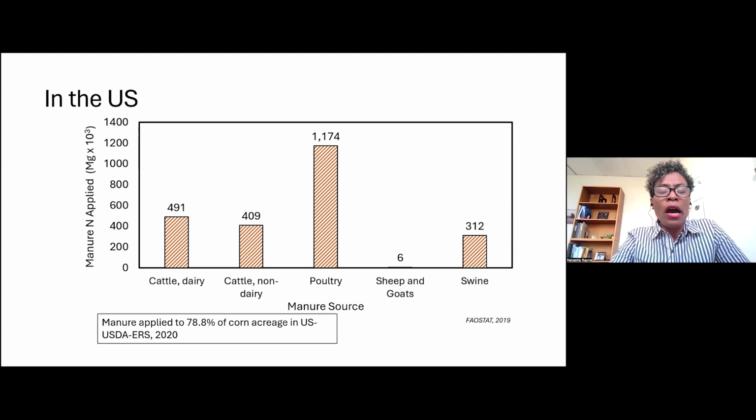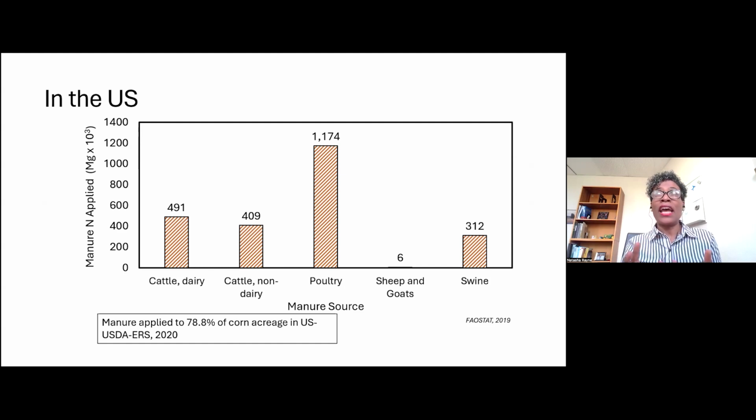All right, so when we think about nitrogen application in the form of manure, it's no secret that a lot of manure is being applied to cropland across the U.S. and much of this manure contains nitrogen. So when we look at nitrogen applied in the form of manure, we see a lead role for poultry manure, followed by dairy manure, and then non-dairy cattle manure. With roughly 1.2 million metric tons, we see poultry manure standing out there.